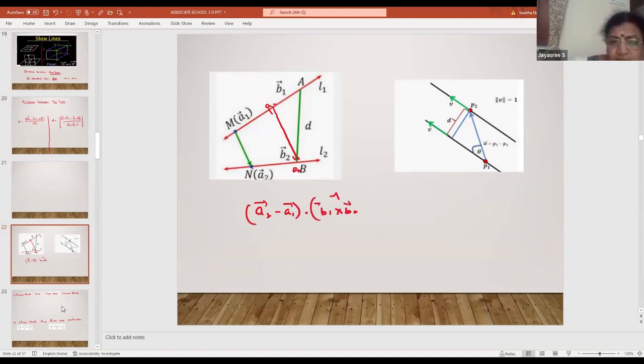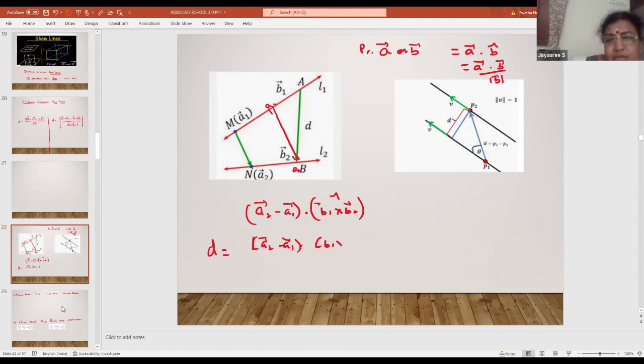Projection, we know that we have studied in the vector chapter itself. Projection of A vector on B vector is A vector dot B cap, which is nothing but A vector dot B vector by magnitude of B vector. So now, while we are telling here, we write it as distance is equal to A2 minus A1 dot B1 cross B2 by magnitude of B1 cross B2.